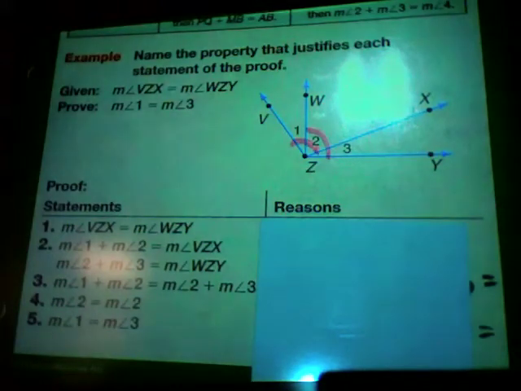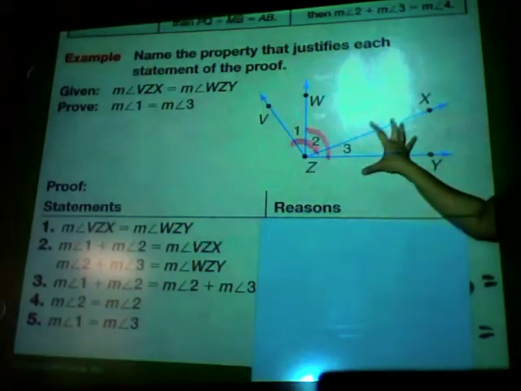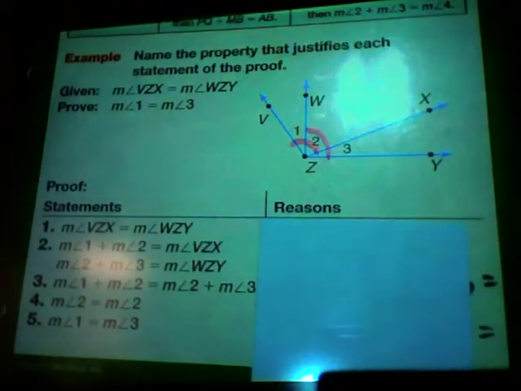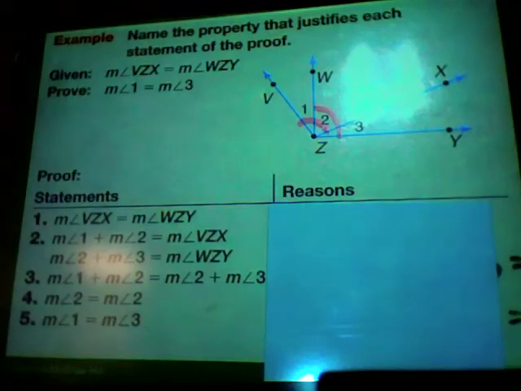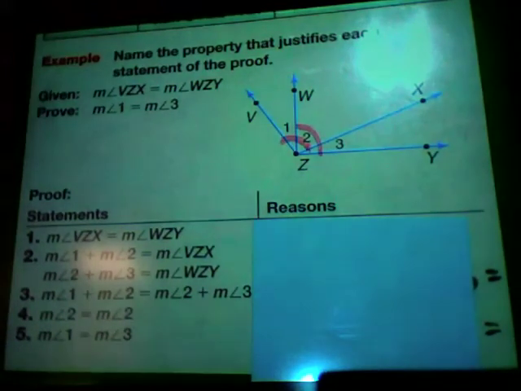So this might be a type of problem that you're given in your textbook. It might look just like this. I need you to write down everything you see up here. The given, the proof, the picture, the statements, and then the reasons are left open. Write as fast as possible.